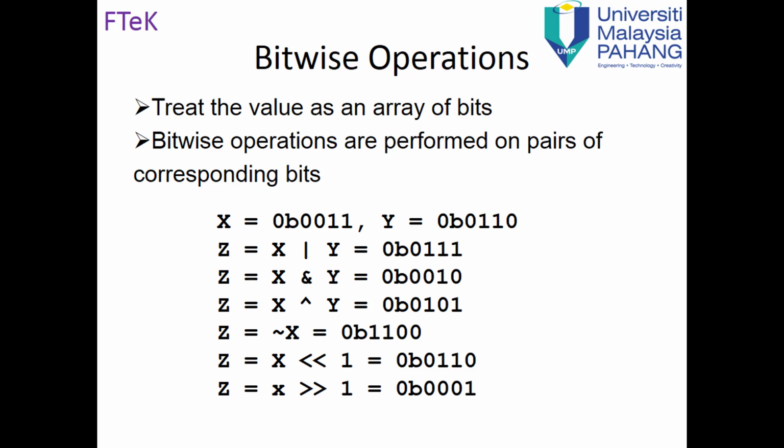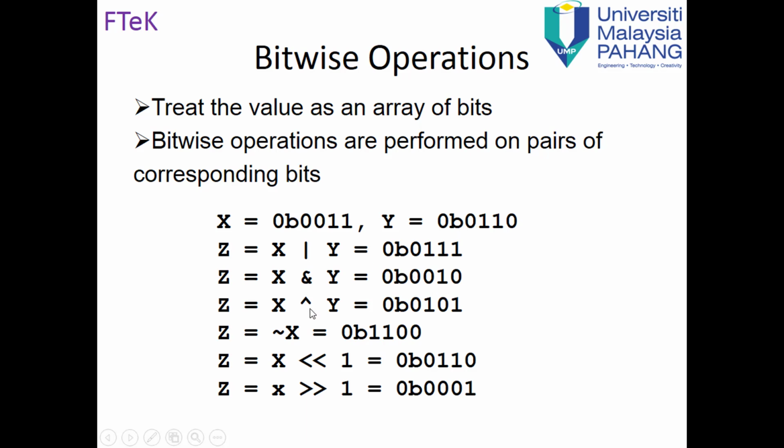Now if we apply the bitwise or, a new variable z equal to x or y, the result will be binary 0111. So the result is 7. Why is this? Because 0 or 1 is 1, 1 or 1 is 1, 1 or 0 is 1, 0 or 0 is 0. If we apply and, z equal to x and y, the result will be 0010. Why? Because 0 and 1 is 0, 1 and 1 is 1, 1 and 0 is 0, and 0 and 0 is 0.